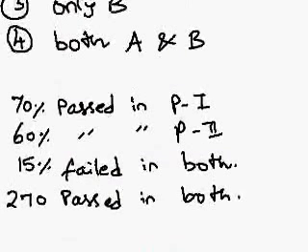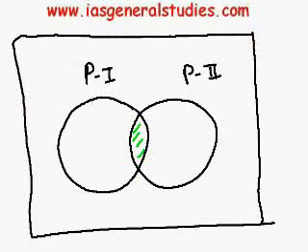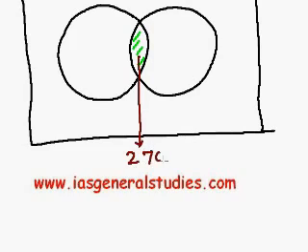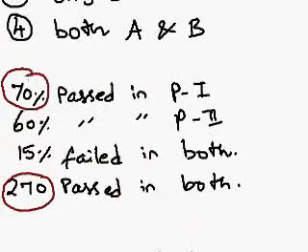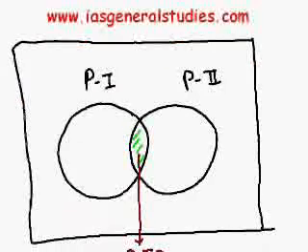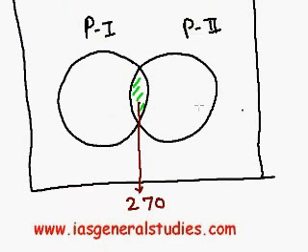So what detail do I have? 270 passed in both, isn't it? So this is the number of students who passed in paper 1 and paper 2. So here I must write 270. Is it clear? I cannot fill the first one, 70% passed in paper 1, here, because paper 1 is this entire circle, but it also includes this middle part. So from the middle part only we have to always start.